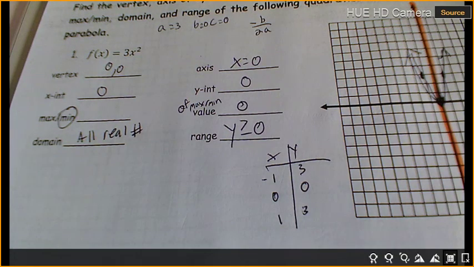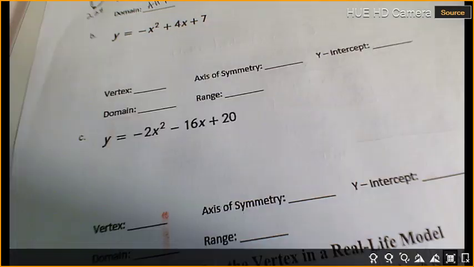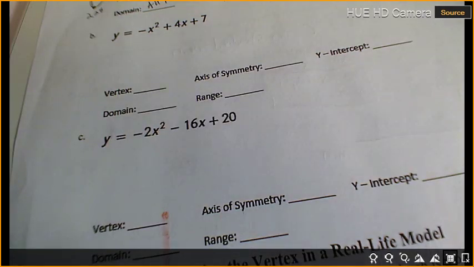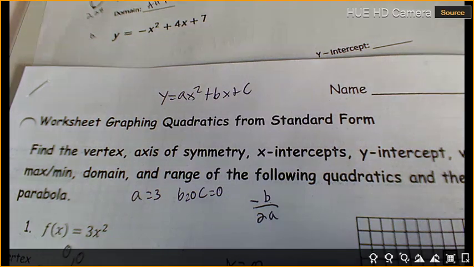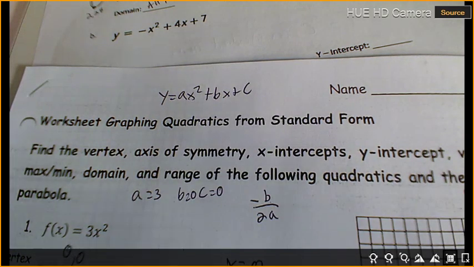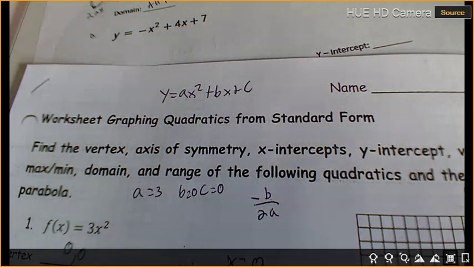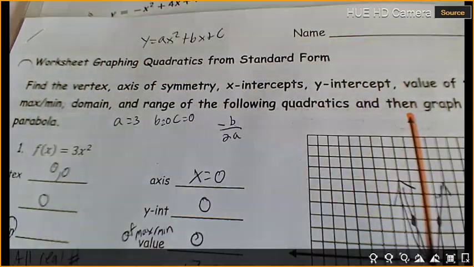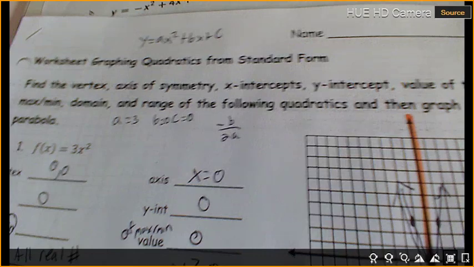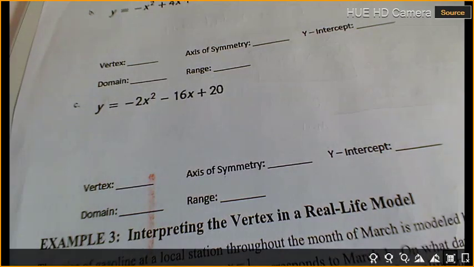Should we do one more? Okay, let's look through. Let's look at 2, 3, 4, 5, 6, 7, 8. This one's confusing because the y-intercept in it is the same, so I had to plug in numbers to find it. Most of them aren't like that. That's why I went over it quickly. I just plugged in a number that was on either side of the axis of symmetry. You want to do 7? Okay, let's do 7.